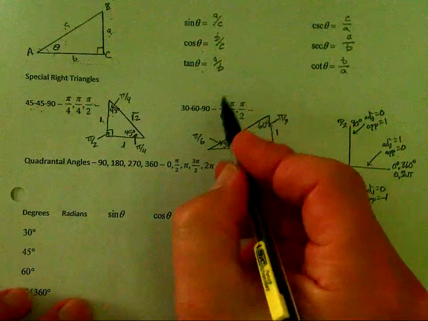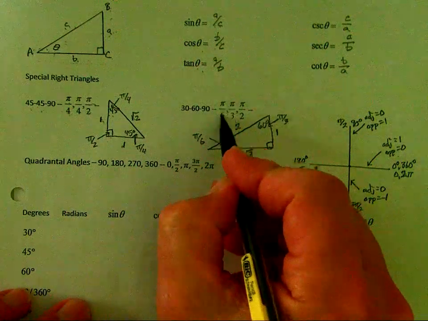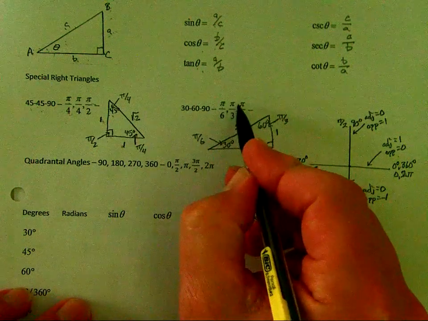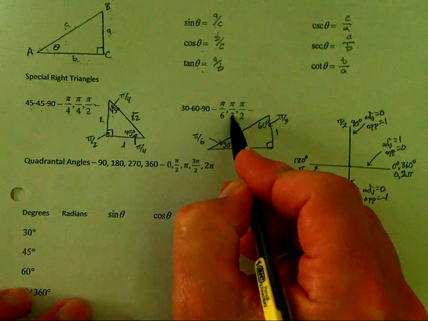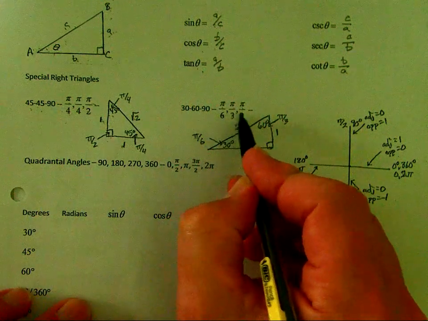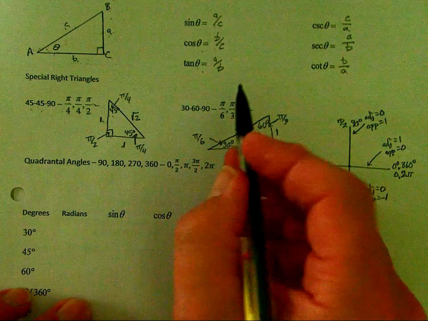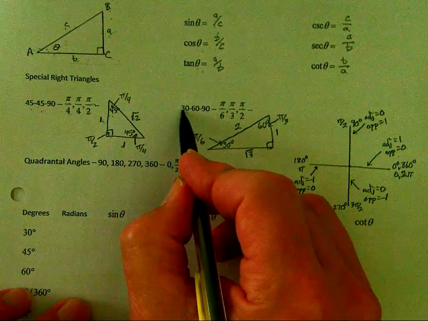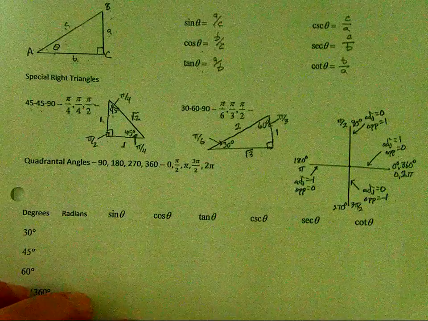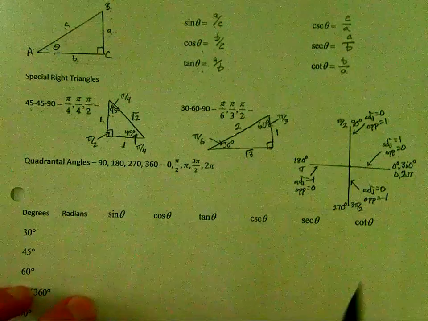A 30, 60, 90 triangle: if pi over 6, if you remember pi is 180, 180 divided by 6 is 30. 180 divided by 3 is 60. 180 divided by 2 is 90. So this is 30, 60, 90. So you'll get used to seeing these, that pi over 6 is 30, pi over 3 is 60, and again pi over 2 is 90. We'll see those ones a lot.